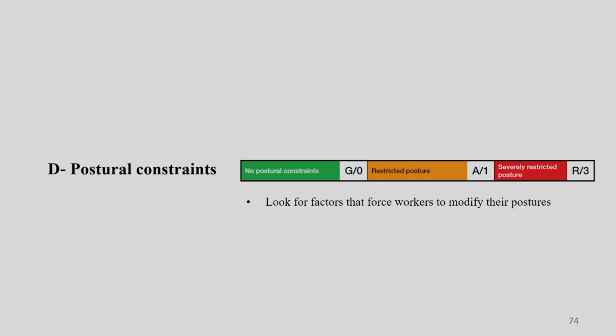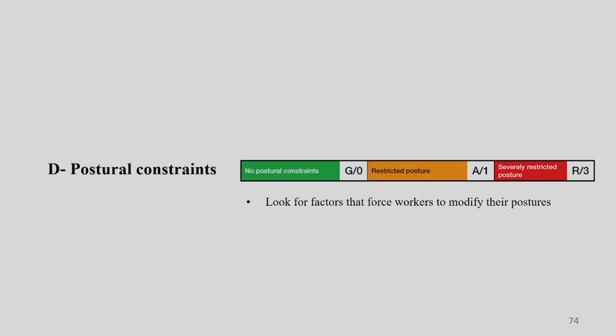Then postural constraint. If you do not have any postural constraint, then it is G, that means green, and 0. If it is restricted, then amber, A, or value 1, and severely restricted is R, which means red, and 3. Now which one I will say is restricted posture and which one severely restricted, these understandings are purely based on the understanding of the researcher. Here it comes from your experience, your skill.